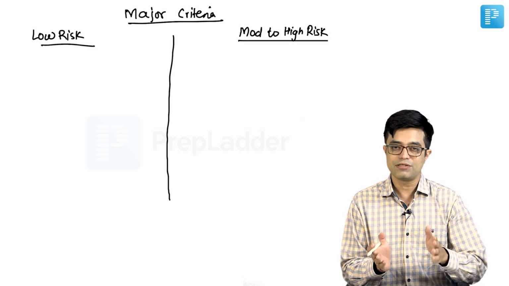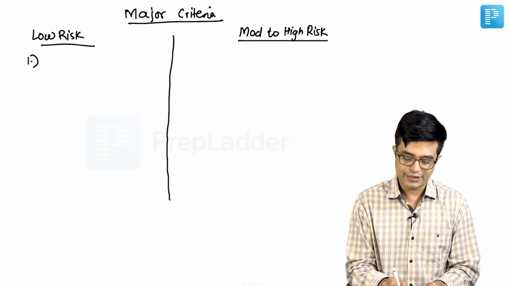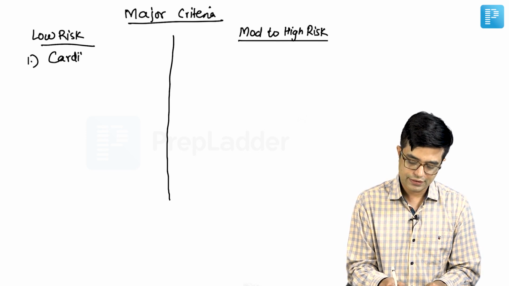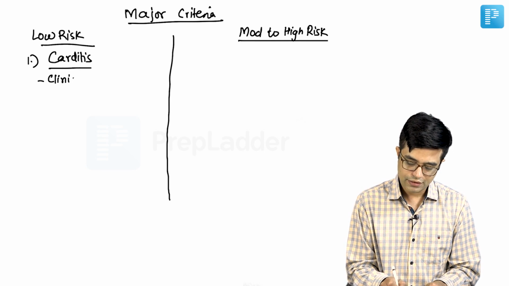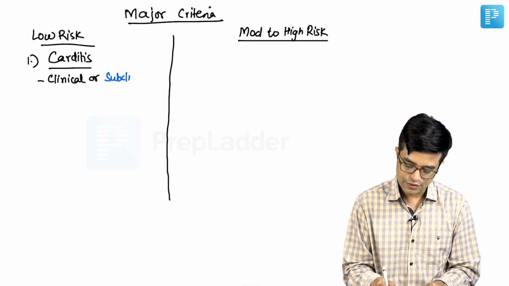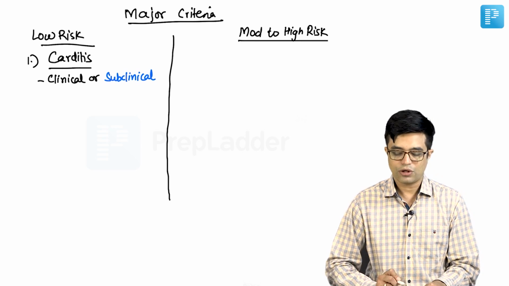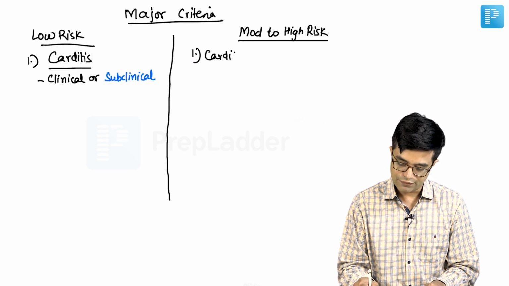So first of all, the first major criteria is carditis, right? Carditis can be clinical or it can be subclinical. Similarly, here also, carditis is the first major criteria. It can be clinical or it can be subclinical.